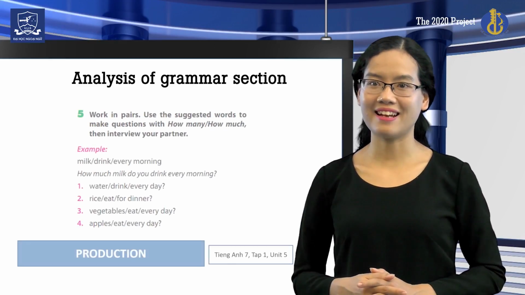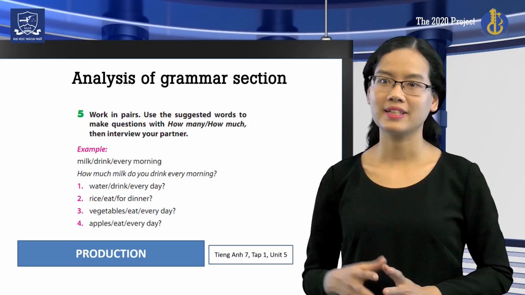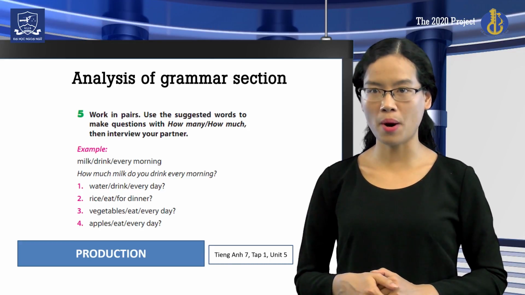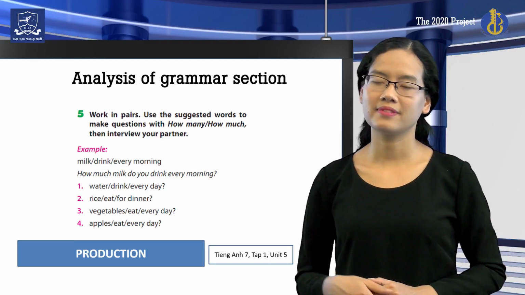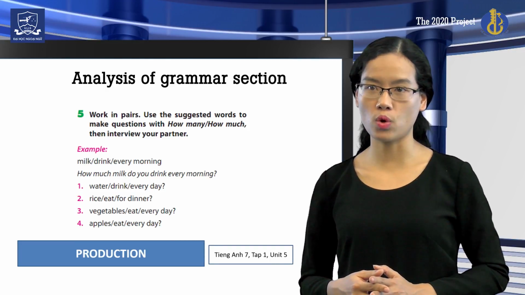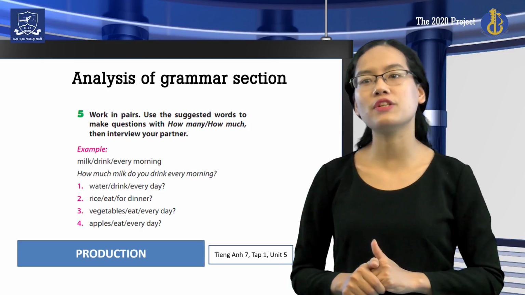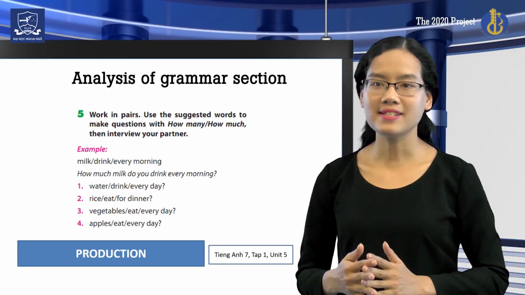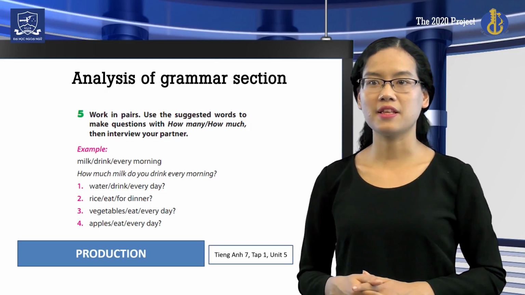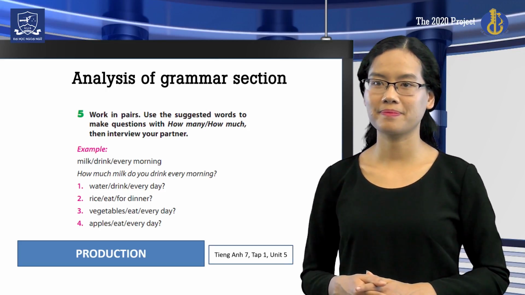Let's now look at the last activity. The lesson ends with the interviewing activity with prompts given. This activity aims at students using the target grammar point to talk about their own information. This is a good activity for less controlled practice in the production stage.